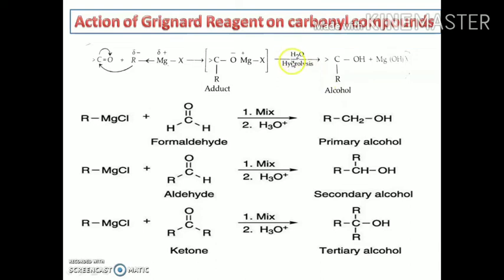In the acidic medium, the water will give the H positive and the OH negative ions. The H positive ions get attached to this oxygen to give the respective alcohol, removing magnesium halide hydroxide as a byproduct. For example, formaldehyde on treatment with the Grignard reagent followed by acidic hydrolysis gives the primary alcohol, and the aldehyde on treatment with the Grignard reagent followed by acidic hydrolysis gives the secondary alcohol, and the ketones on treatment with the Grignard reagent give the tertiary alcohol.